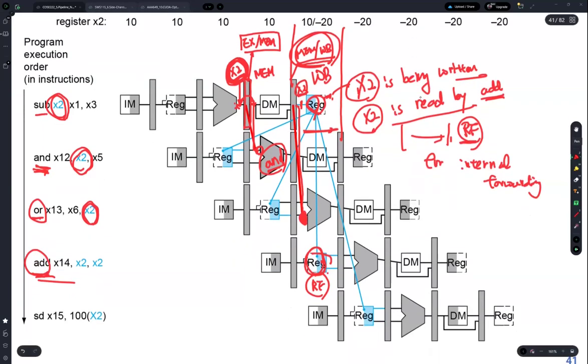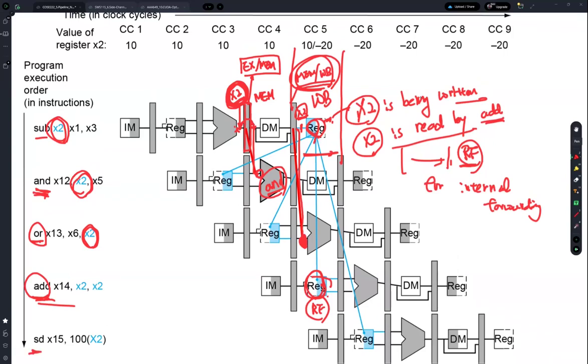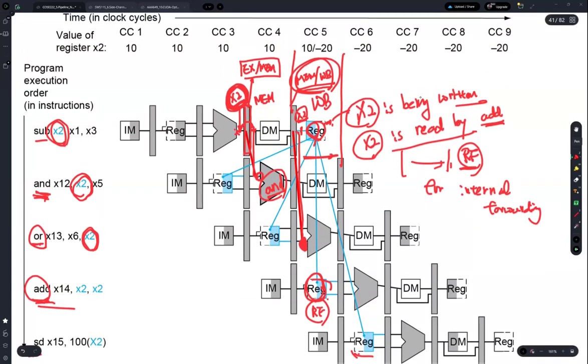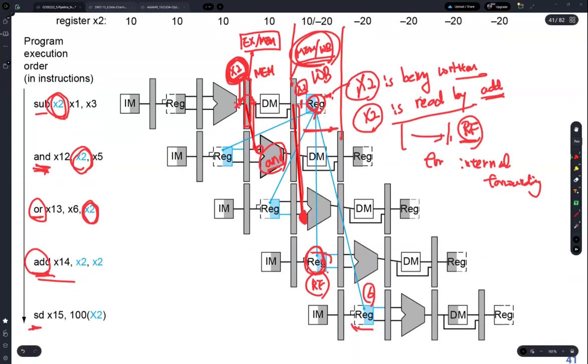How about the store instruction? The store instruction requests the register operands in clock cycle 6. And then we can observe that the result x2 is already written back, which means we can find this x2 data in the register file.